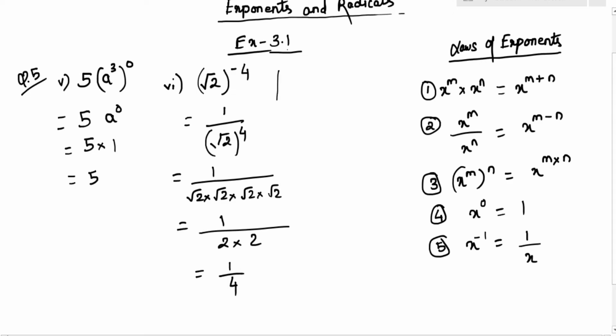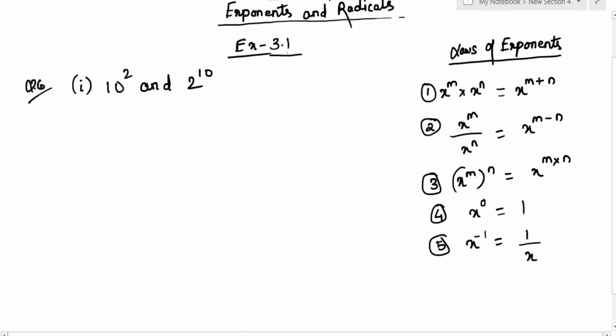Next is the seventh one, that is given as root 3 upon 3 to the power 0. Now root 3 can be written as root 3 and any number to the power 0 is 1. So what will be the answer? The answer will be root 3 itself.